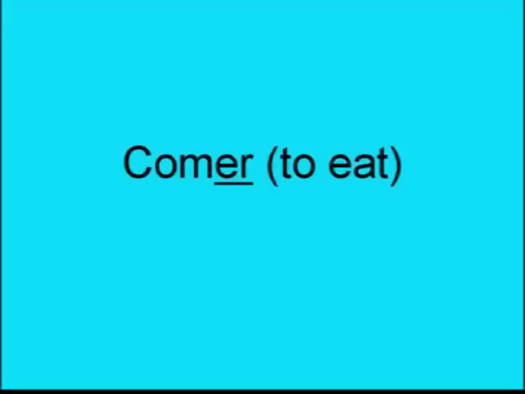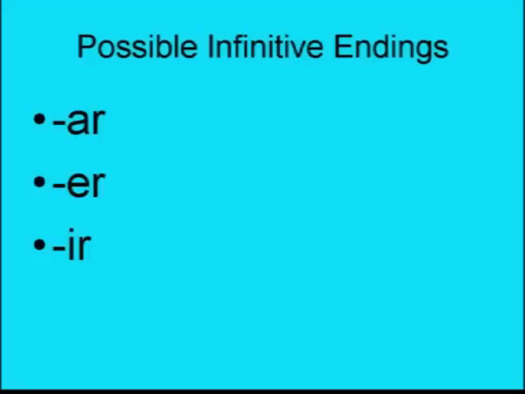Not all infinitives, or to plus verb combinations, have an AR ending. For example, the verb meaning to eat is comer. Note the ER ending. The infinitive to live is vivir. Note the IR ending. AR, ER, and IR endings are the only possible infinitive endings.